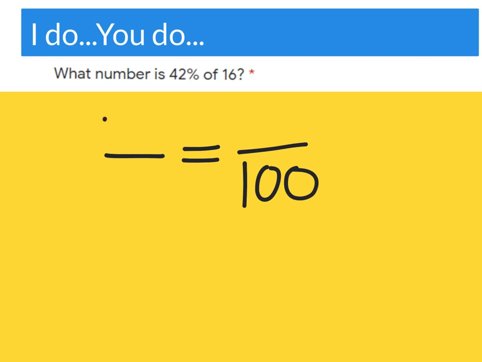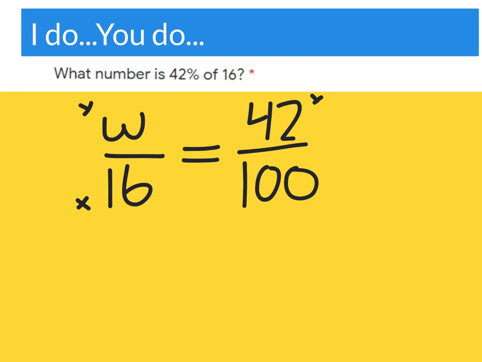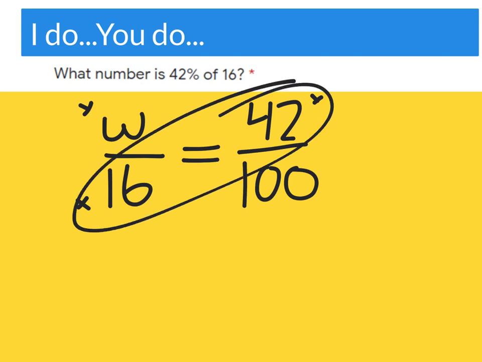What number is? Remember that is the part. 42 is the percent. We write it over the 100, which of course then stands for 42%. There's your fraction equivalency of 16. So I read that as what number is, there's your is, 42%, there's your percent, of 16, there's your 16. You're ready to multiply the diagonals and divide by the other one. And your answer is 6.72.